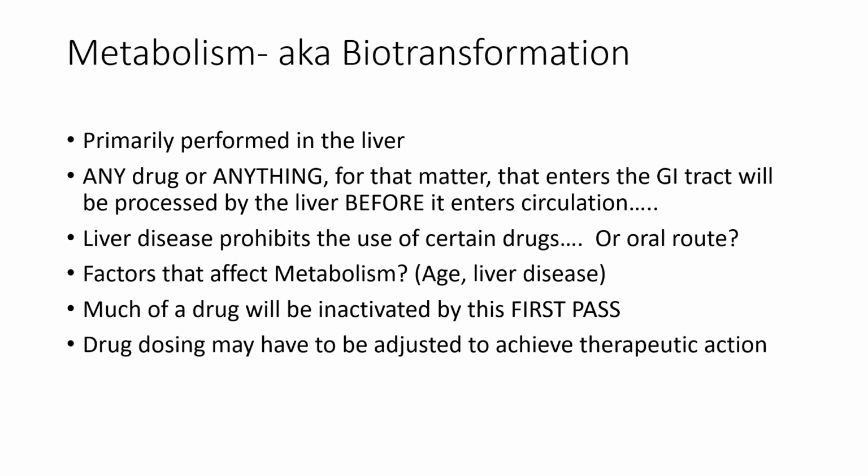So earlier we talked about the first pass effect and that most metabolism of drugs takes place in the liver. So we're going to revisit that when we're talking about metabolism and that transformation of those medications to be used by the body. Okay, so any drug or anything at all that enters into the GI tract will be processed by the liver before it ever enters circulation. Remember we talked about the reduction of the availability because of that first pass effect. I talked to you about liver disease and how it prohibits absorption. So we have to be mindful of, again, changing that administration route so that they get the maximum effect from that medication.